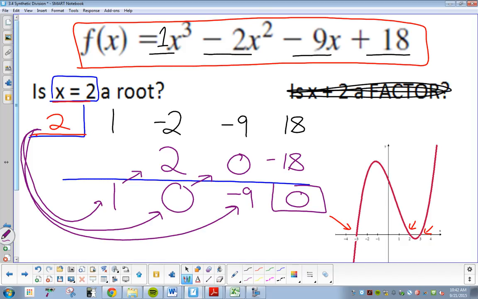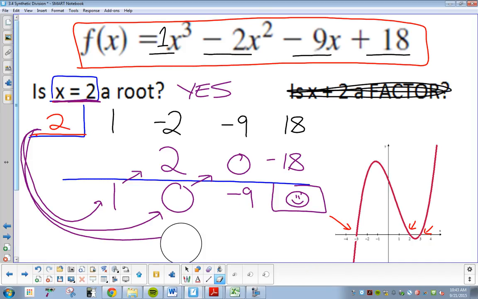0 is your best friend. If you get 0 for that last number, that means when you plug in that answer, you get 0. Or in other words, is x equals 2 a root? Yes, it is. Because when I plugged in 2 into this problem, I got a 0, which means yes, it's a root, it's a 0, it's an x-intercept. Does that make sense, the basic concept of what we did?